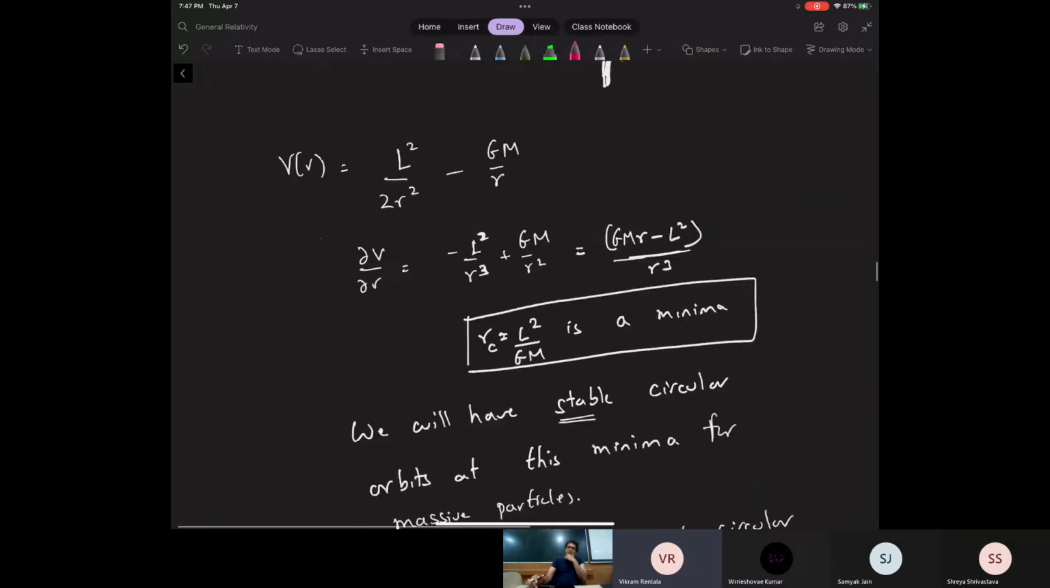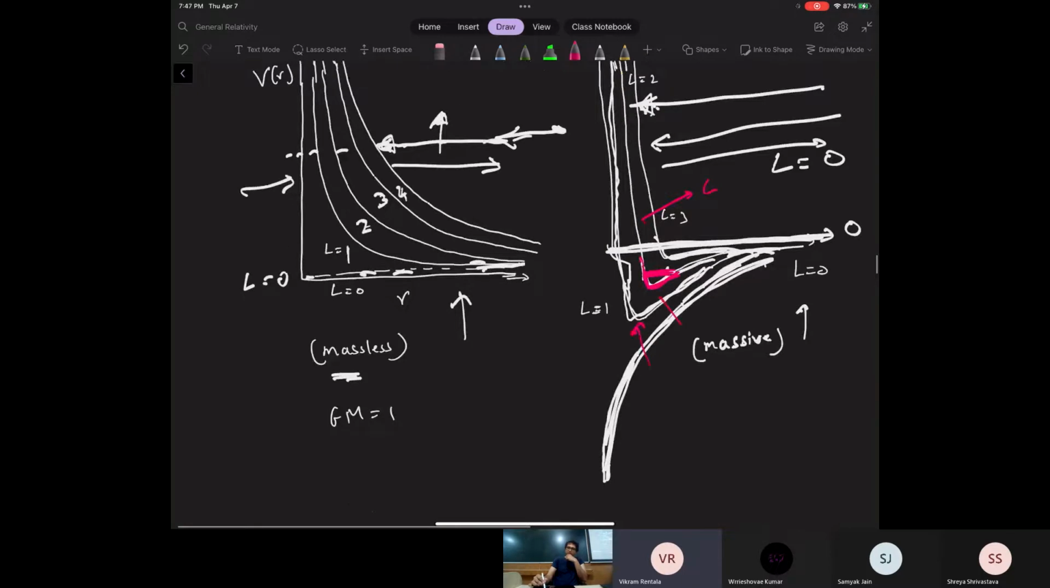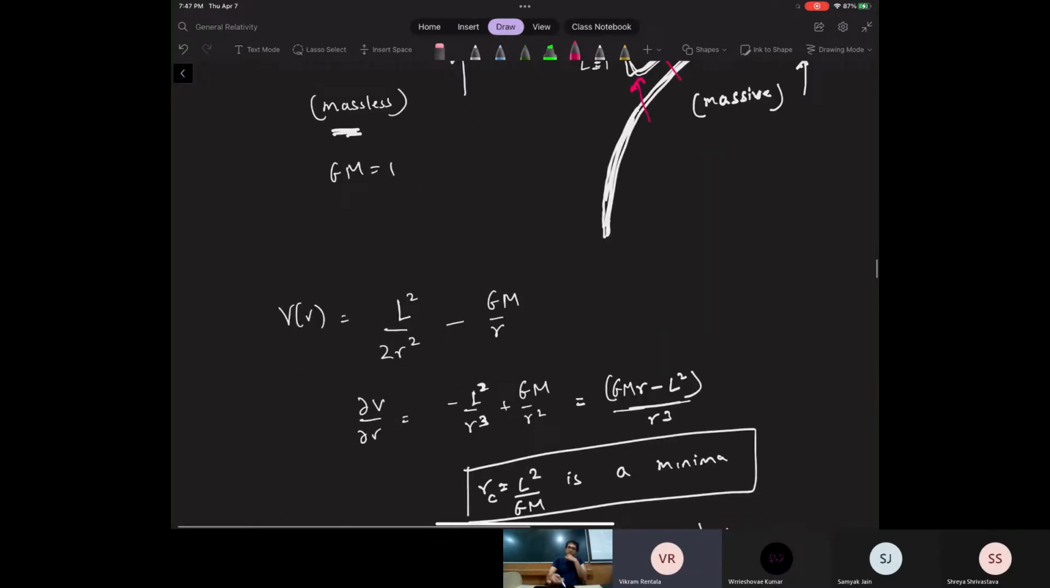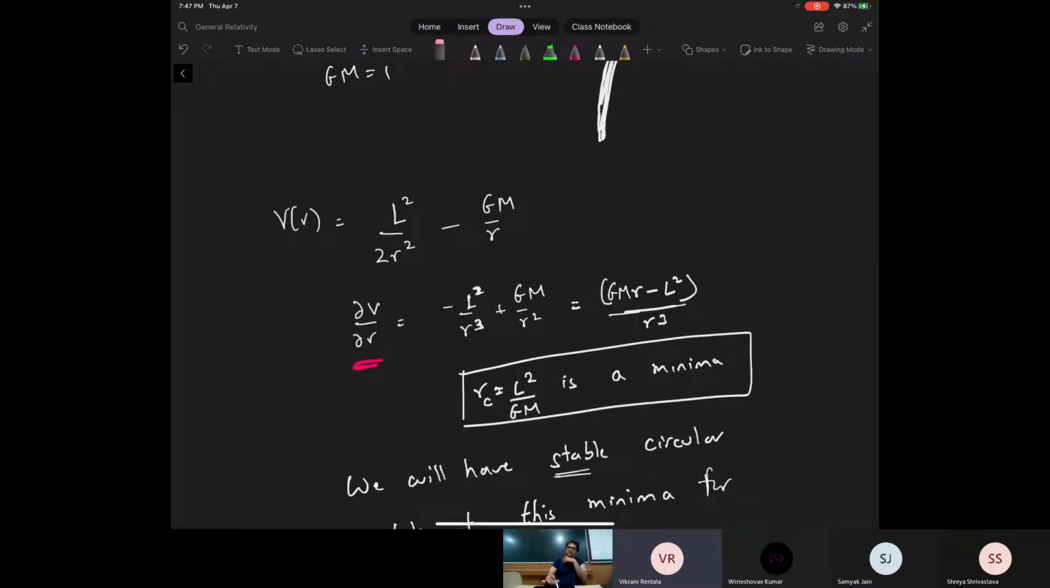For a massive particle, we can work out where the minimum of the potential is. We take V of r is L squared by 2r squared minus Gm by r, and differentiate with respect to r. We get minus L squared by r cubed plus Gm by r squared, which we can write as Gm r minus L squared by r cubed. So we get a solution, r critical is L squared by Gm, and this is going to be a minimum.